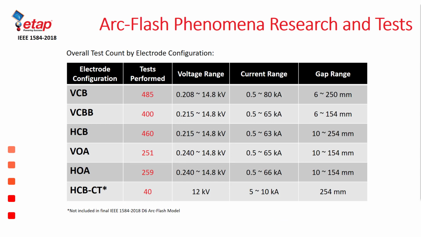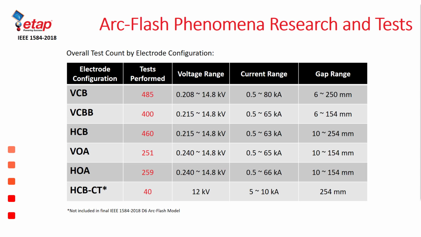This chart is a summary of the testing performed for each configuration. The new arc flash model covers VCB, which stands for vertical conductors in a box, VCBB for vertical conductors in a box terminating in an insulating barrier, HCB, which stands for horizontal conductors in a box or enclosure, VOA, which stands for vertical conductors in open air, followed by the HOA, which stands for horizontal conductors in open air. Note that each electrode configuration was tested across a voltage range from approximately 208 volts to a maximum of approximately 15 kV.